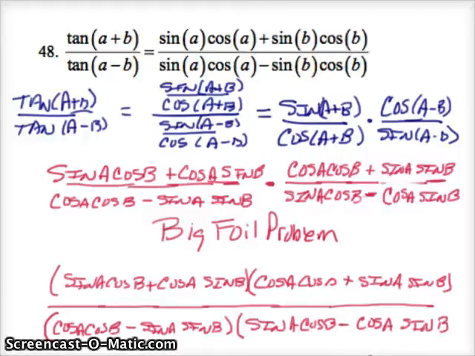Okay, what I want to do is get back to problem 48. I tried different ways to work this problem, and there's probably an easier way, but this is one way that will work. Notice what we did. We took the left side, and I rewrote tangent of A plus B as sine over cosine, same thing on the bottom. And then this is a complex fraction, so I rewrote it as the bottom fraction flipped.